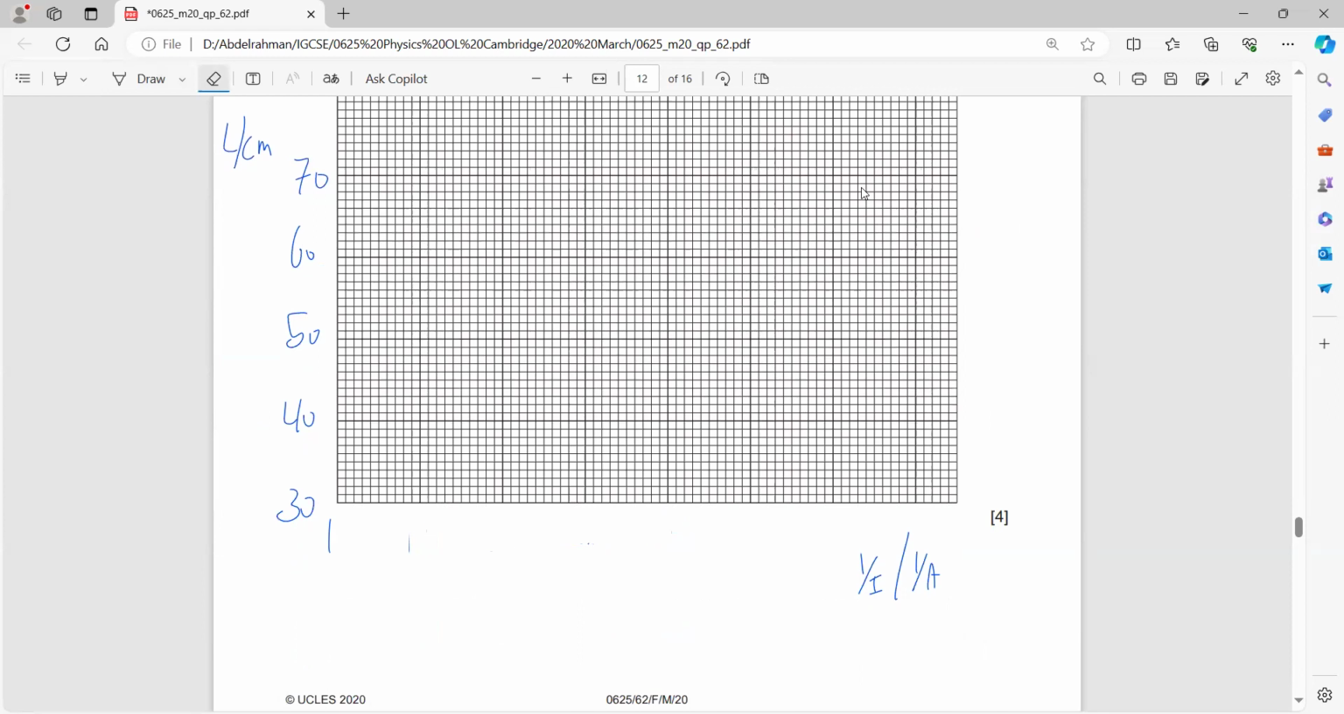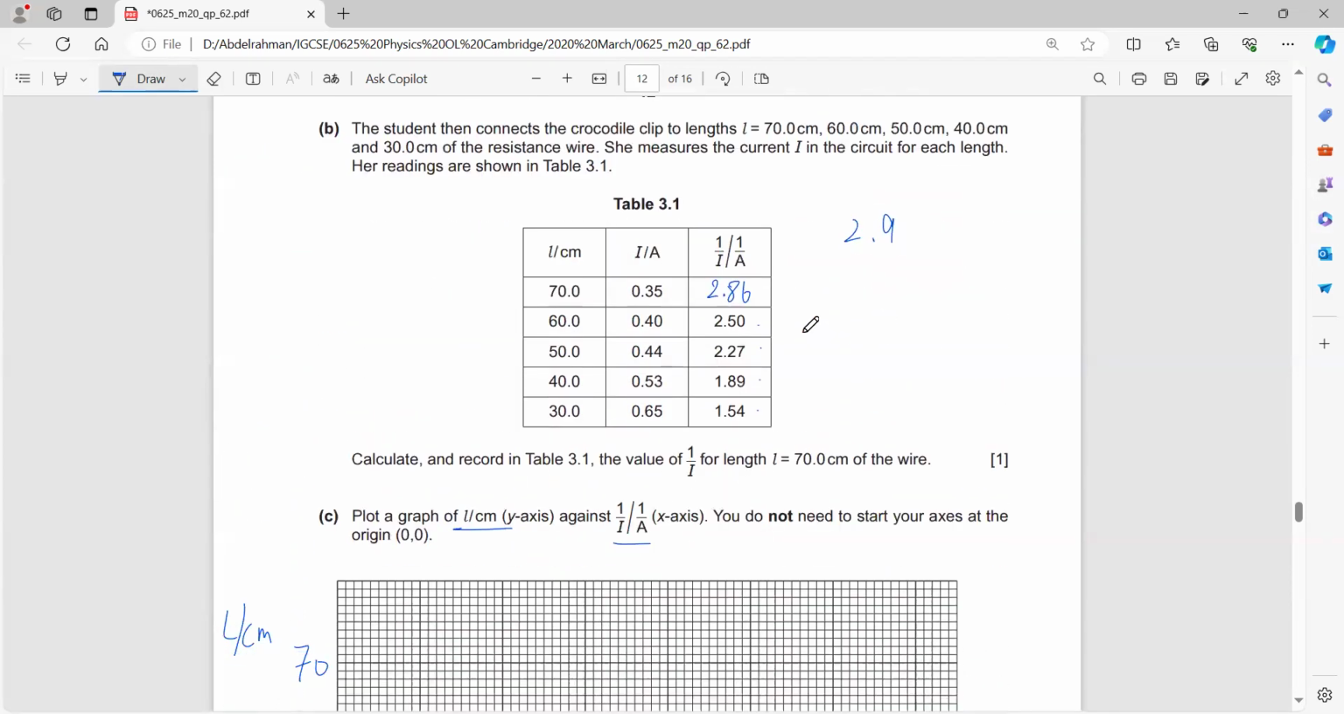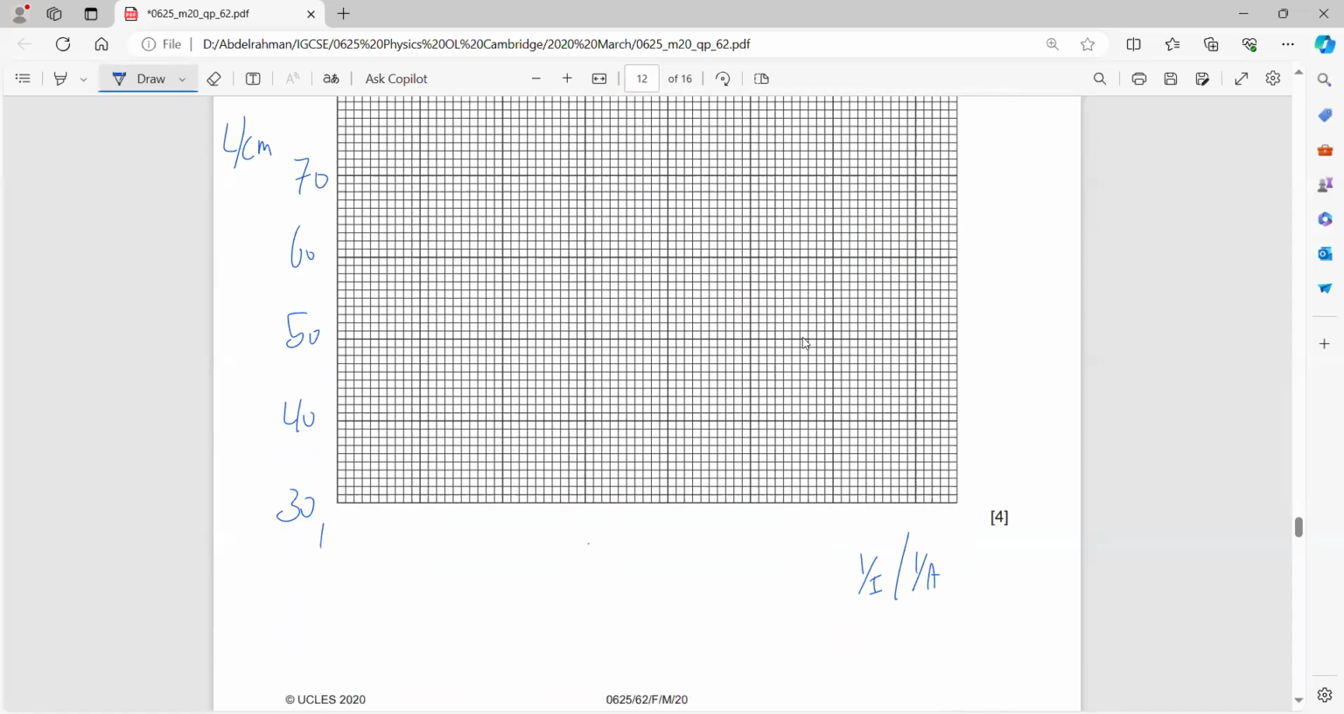Okay. What else could I do? I need to start from 1.5. Say again? Start with 0.20. Okay, let's try 0.20. I'll start off with 1.5, 1.7, 1.9, 2.1, 2.3, 2.5, 2.7, and 2.9.